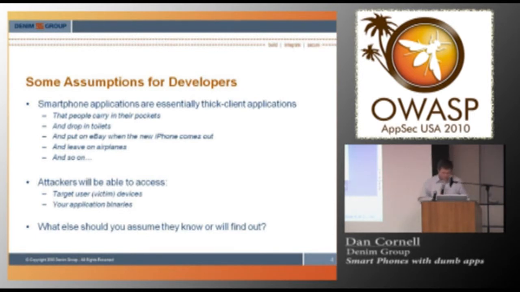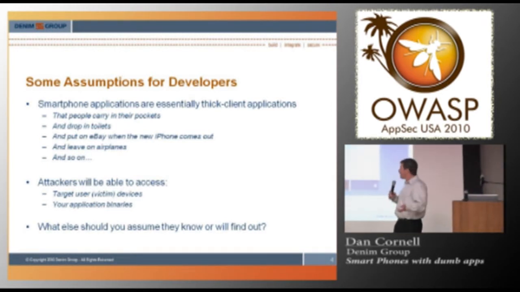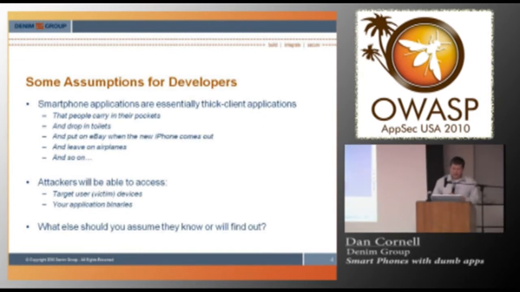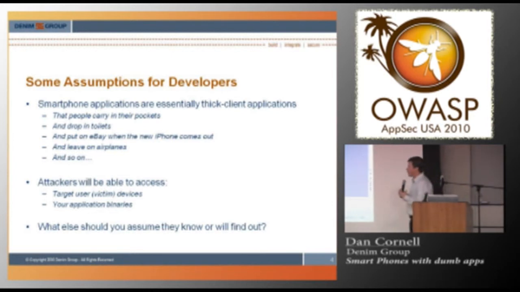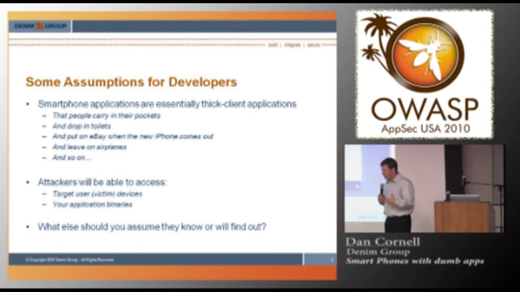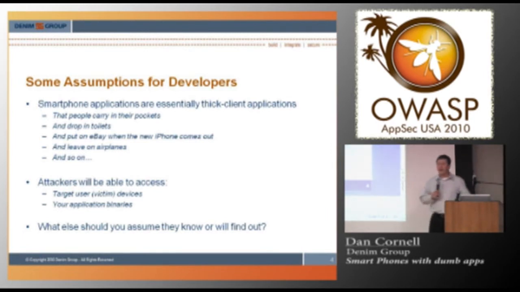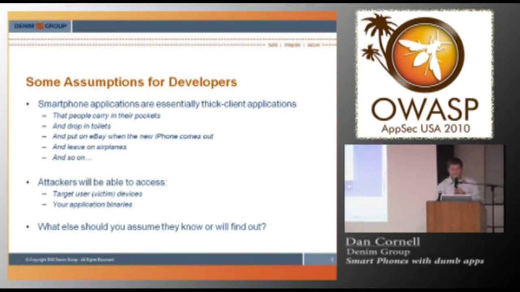But in a smartphone world, you have to assume that the attacker is going to be able to access the target user, the victim devices, and you have to assume that they're going to be able to get your application binaries. And so a really important thing that we recommend when we work with people is for the developers to understand, let's assume that all this information is available. So you have to build your application defensively, assuming that this is all going to be available and compromised.